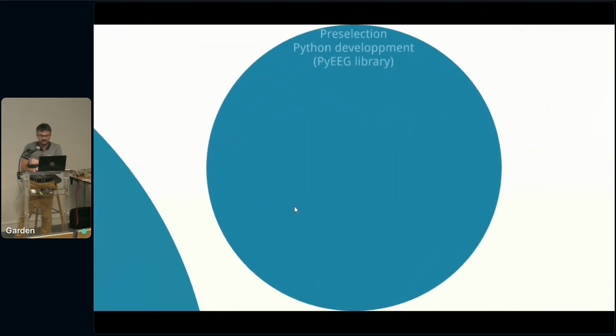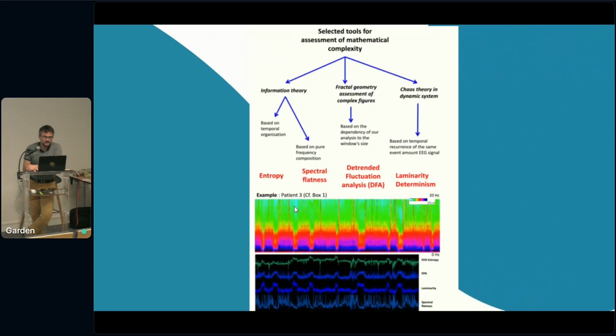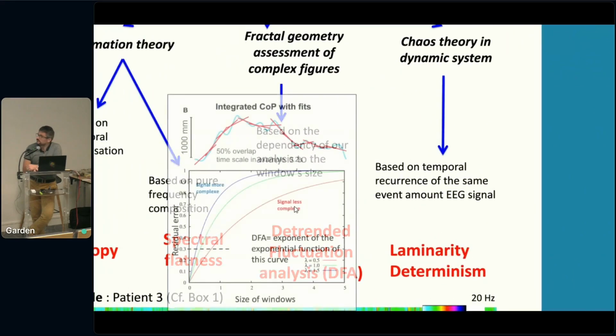For the first one, we first pre-select some relevant metrics with Python development with the PyEEG library. And then we decide to choose some complexity assessment according to some mathematical features of complexity from information theories, for example, based on temporal organization, so entropy metrics. We also look at the fractal geometry of the EEG using the DFA, the detrended fluctuation analysis, and the chaos system in dynamic, the chaos theory using determinism. Just have a focus on this result.